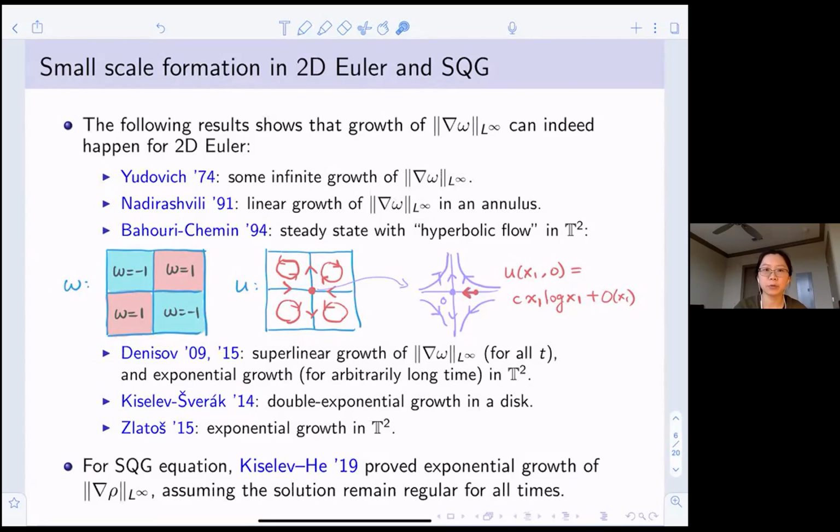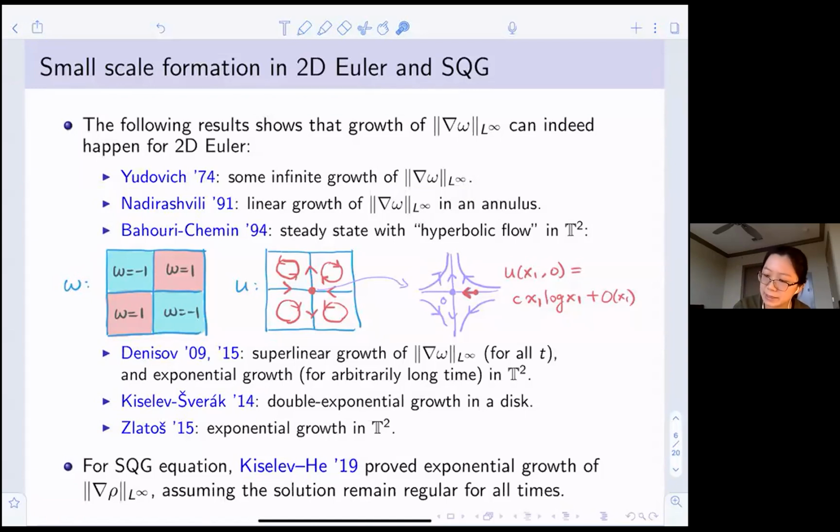The small scale formation for the 2D Euler can be dated back a long time, to Yudovich. He proved that there can be some infinite growth of the gradient of the vorticity, which was upgraded into linear growth by Nadirashvili. And starting from the work by Bahouri and Chemin, all these more recent works establishing small scale formation come from the idea of having the initial data very close to a steady state with hyperbolic flow.